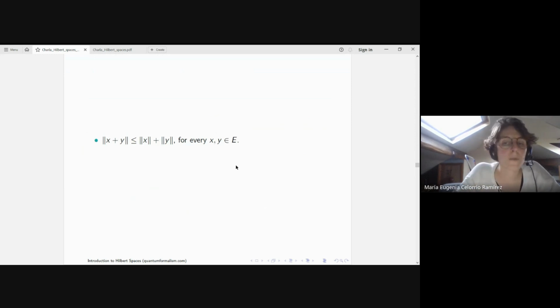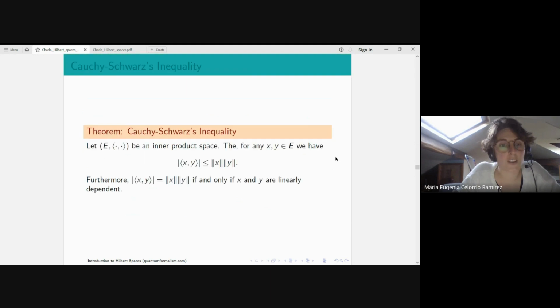Now, in order to prove this one, that the norm of the sum of 2 vectors is less than or equal than the sum of the norms of the vectors, I am going to prove first a theorem, which is the Cauchy-Schwarz inequality. It's going to be really useful, and we're going to use it a lot. So I'm going to prove this one now, and then we will come back to that. Whenever we have an inner product space, E, with the norm defined by the inner product, we have the following inequality. The modulus of the inner product of x and y is always less than or equal than the norm of x times the norm of y.